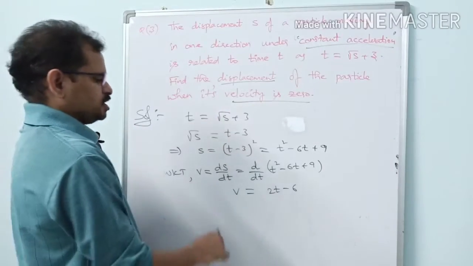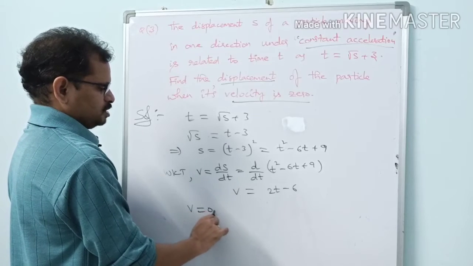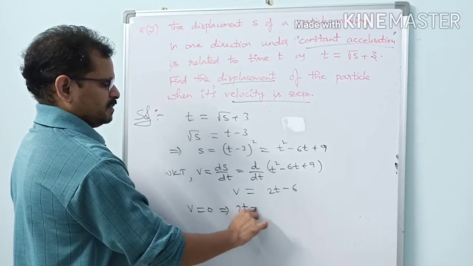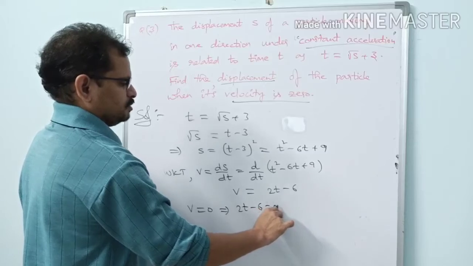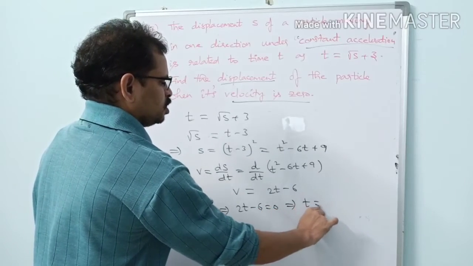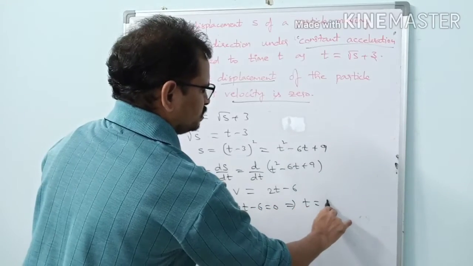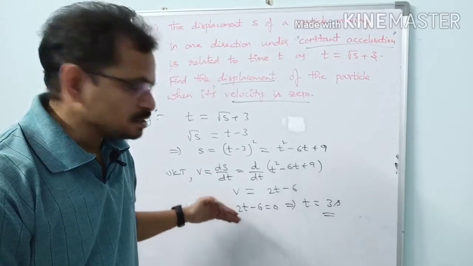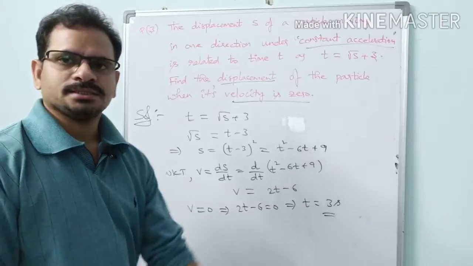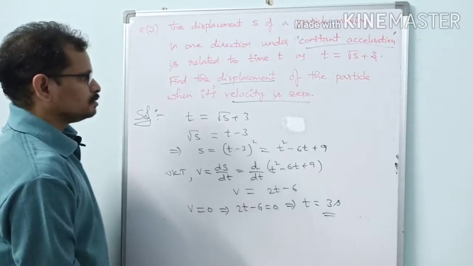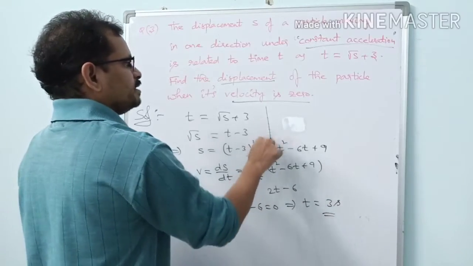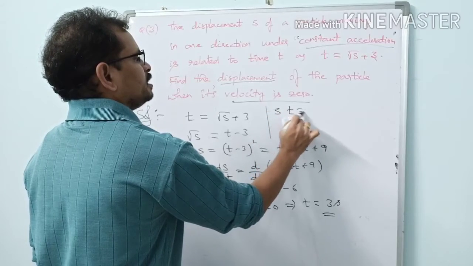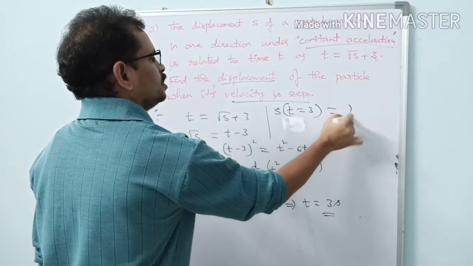When velocity is 0, let us check. Velocity equal to 0 implies 2t minus 6 equal to 0. This implies t equal to 6 by 2, which is equal to 3 seconds. So velocity becomes 0 when t equal to 3 seconds. Therefore we have to find the displacement when t equal to 3 seconds.